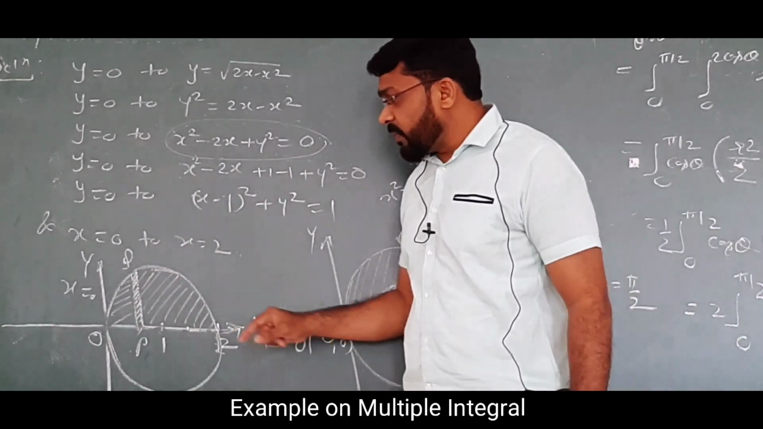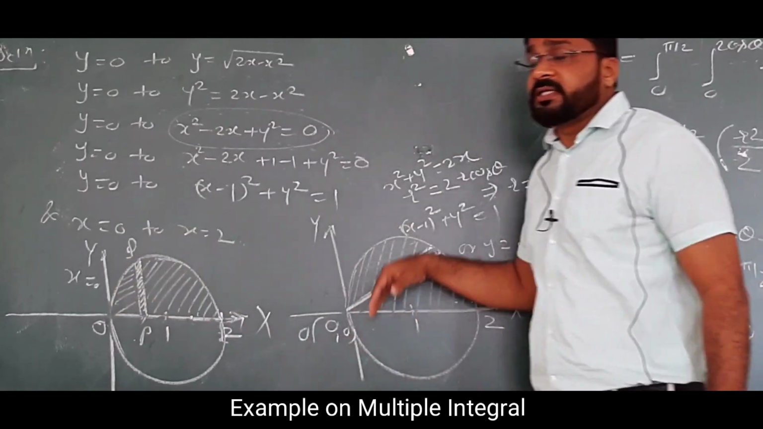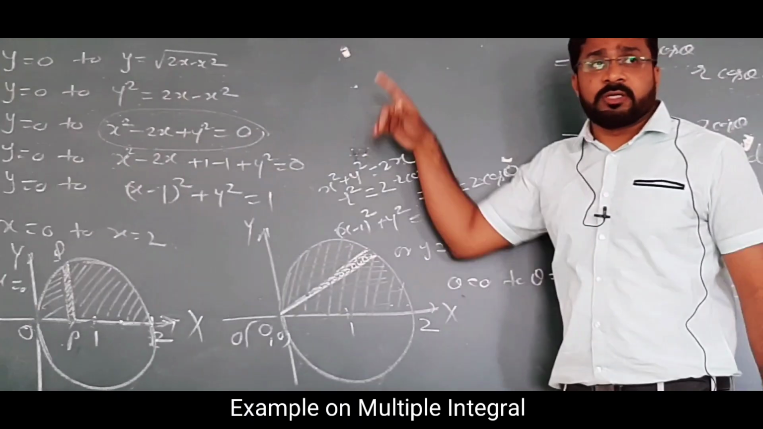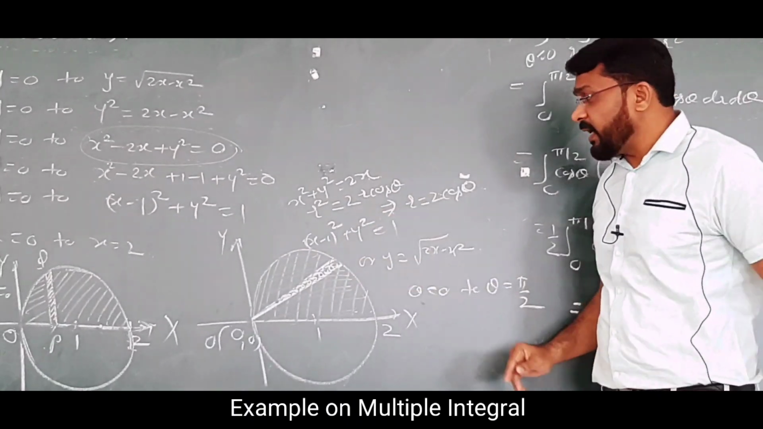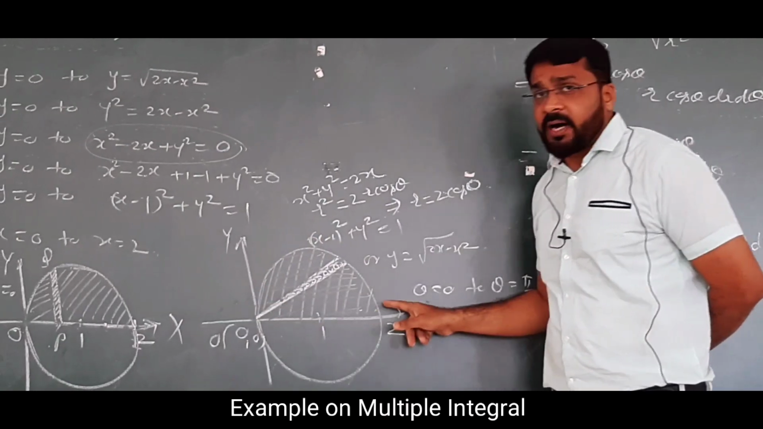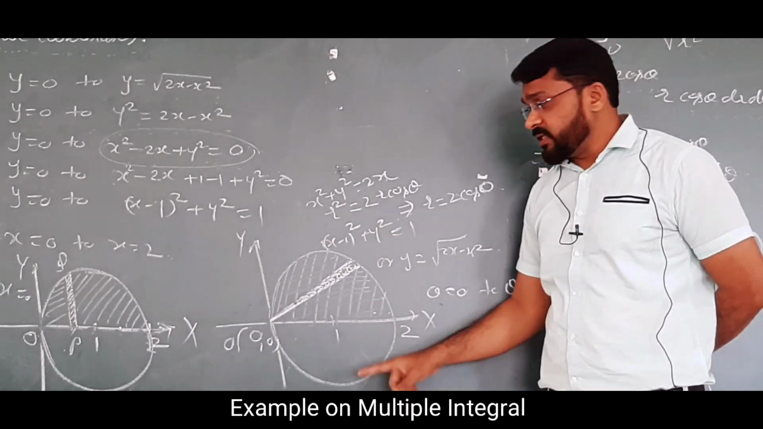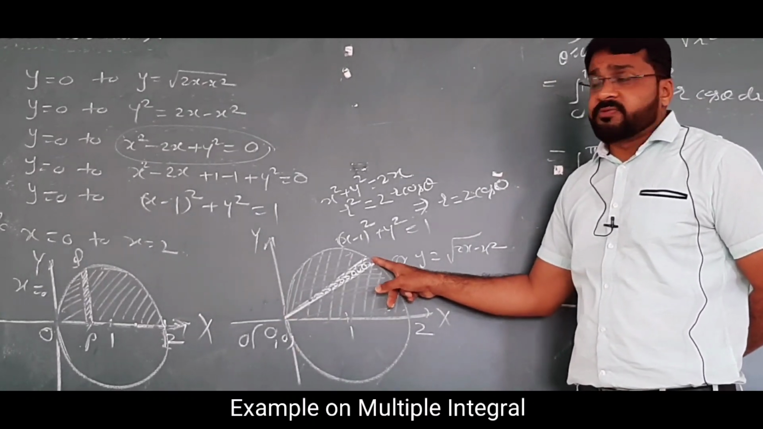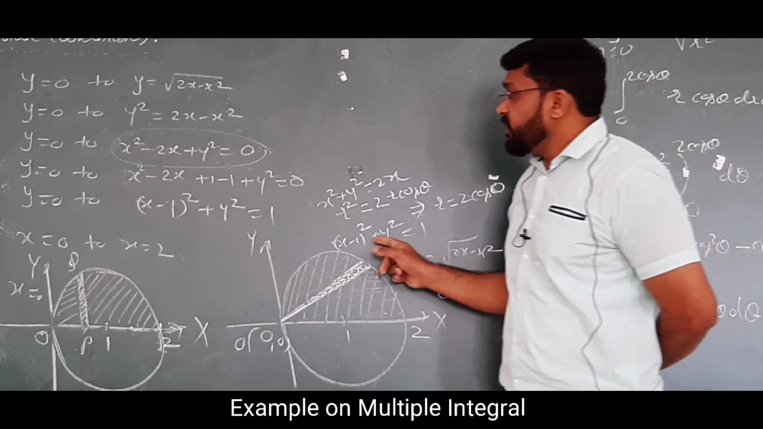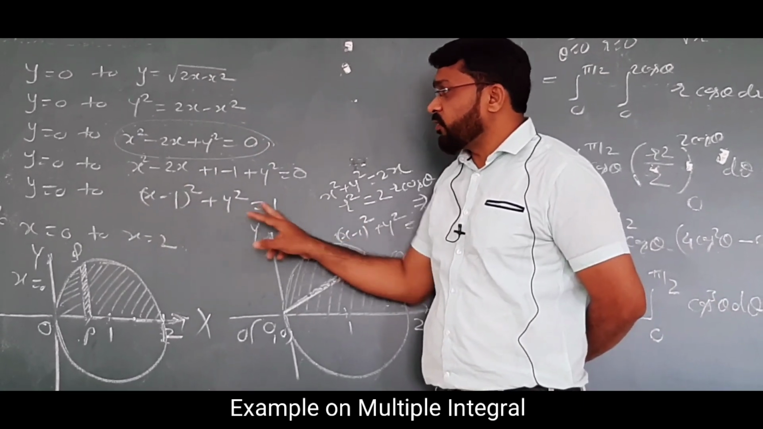After that, we have to take a radial strip to get the limits of r and theta, because we have to solve this example in polar coordinates, so we need to find the limits of r and theta. The region is here in the upper half. I take one radial strip starting from the origin, so r will be 0 here and end at the circle. The equation of the circle we have is (x minus 1) square plus y square equals 1.